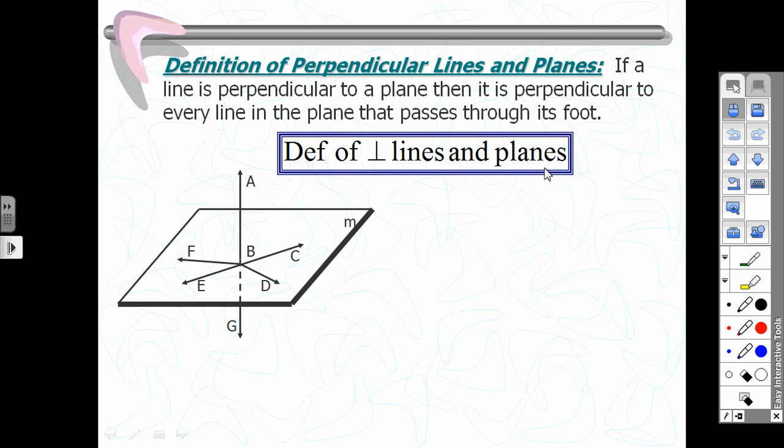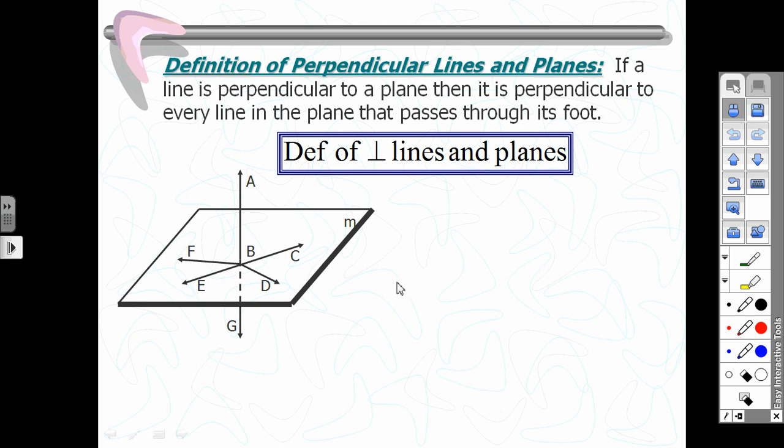And we have to make sure that we add on this lines and planes part. We can't just say definition of perpendicular. Because if we do, then we're talking about two lines being perpendicular, creating a right angle.